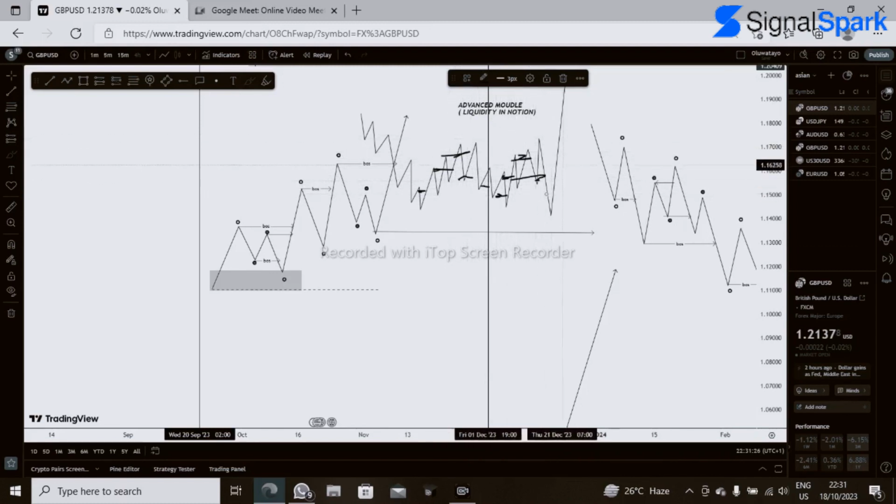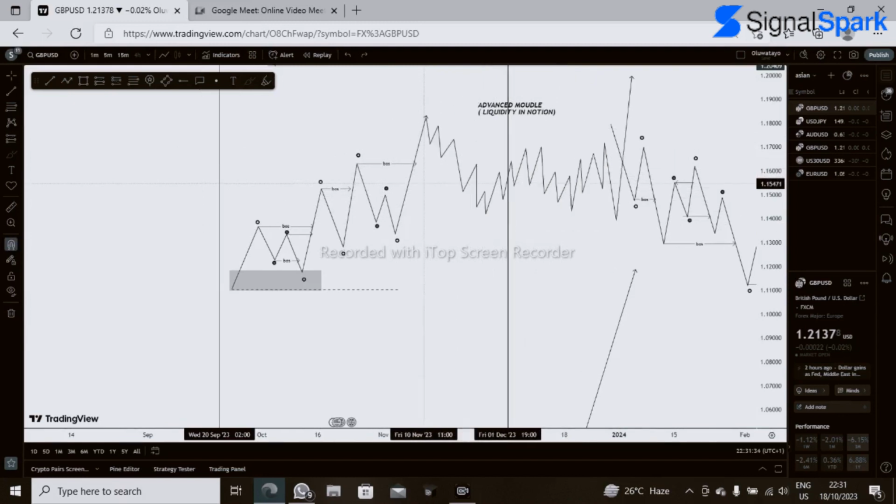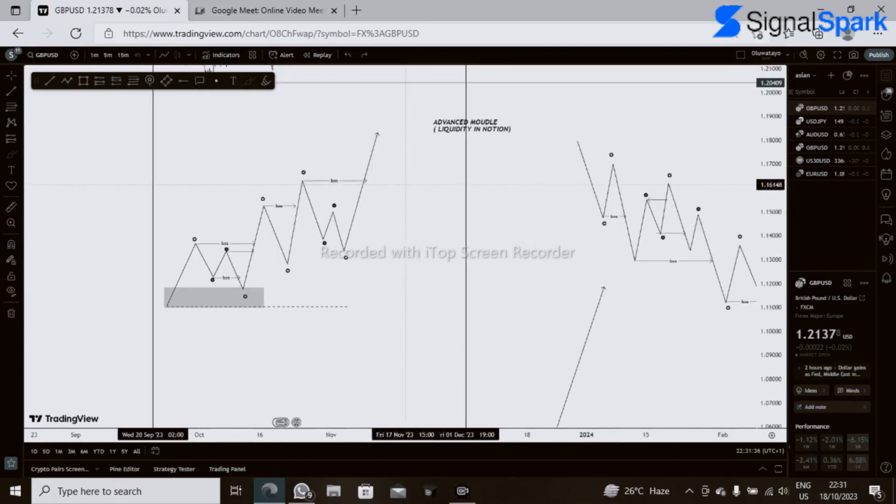Everything here is noise. All of this structure is noise. I won't advise any of my students to trade noise. So this is understanding how the market is printed.